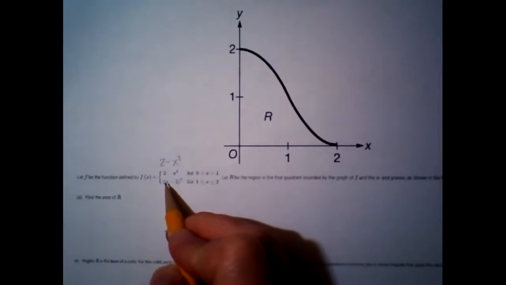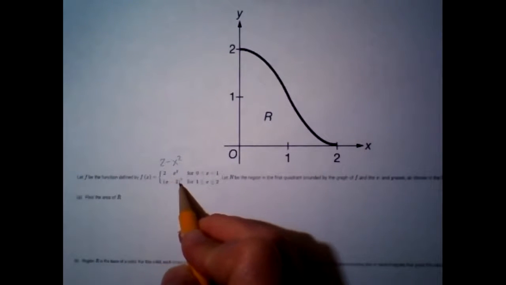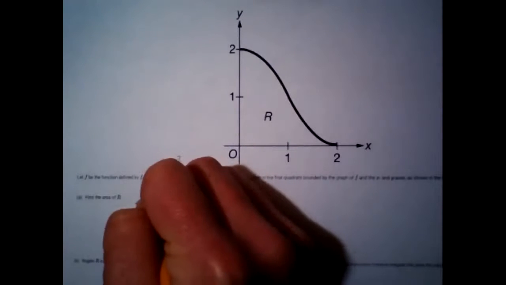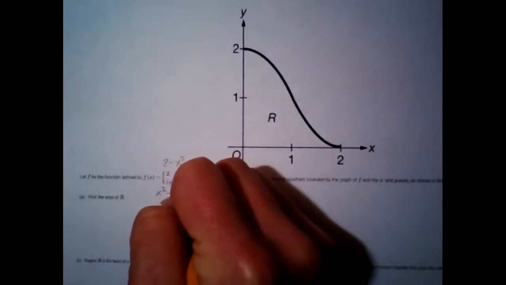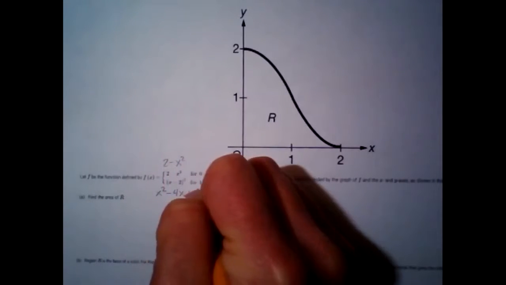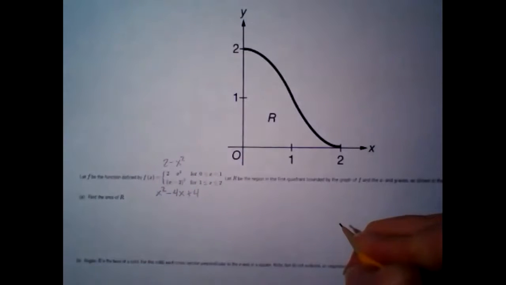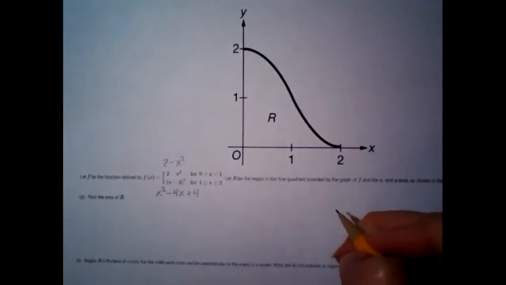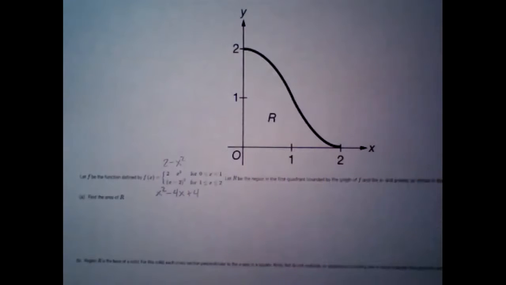I'll write that a little bigger, but actually also let me multiply that out. If you have x minus 2 squared, that's going to be x squared minus 4x plus 4. All right, so those are the two functions. The first one's from 0 to 1. The second one is from 1 to 2. All right, so letter A, find the area of R.